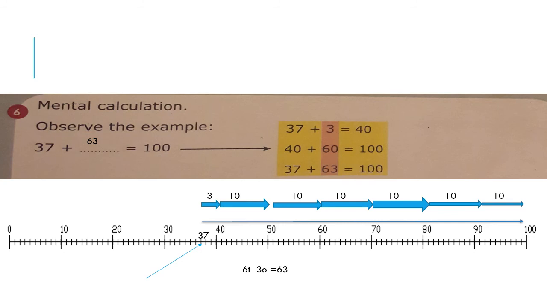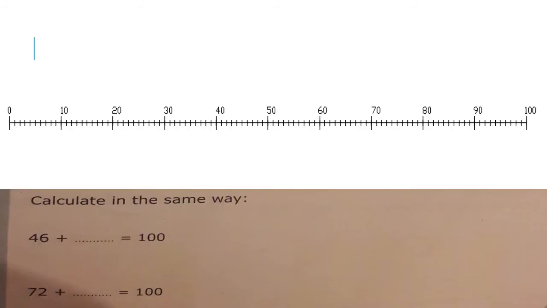Okay, grade 3. We will do the same here. I just put in case the number line if you want to use it. 46 to 100. The nearest tens to 46 is 50 just after it, okay? So from 46 to 50, I have 4. And from 50 to 100, I have 50. So it's 50 plus 4, 54.